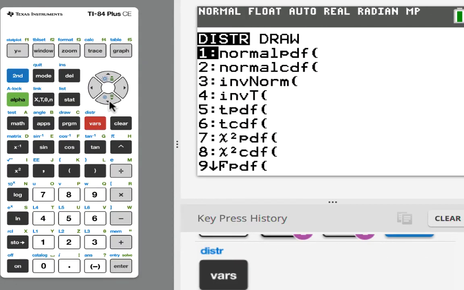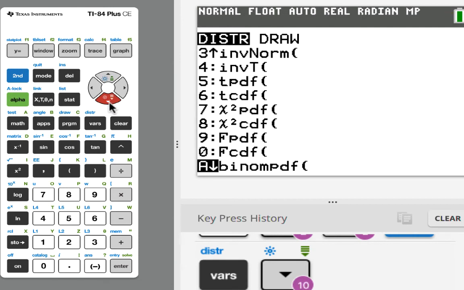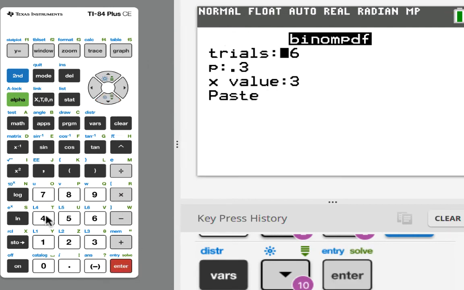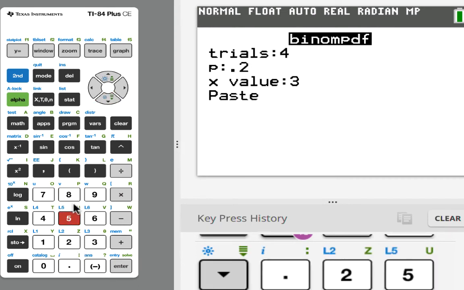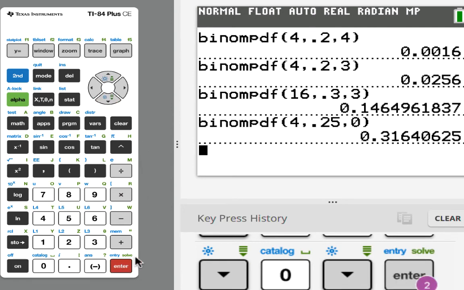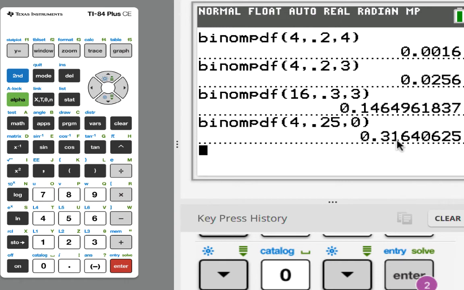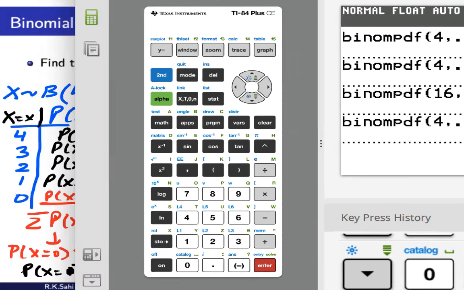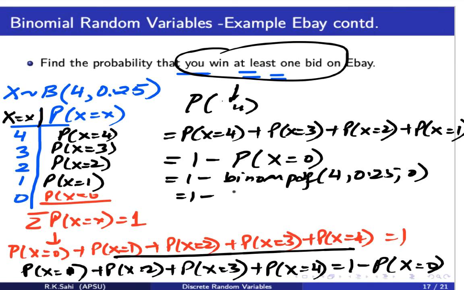Yeah, you'll have to keep on doing that again and again. Now the trials are 4, probability of success 0.25, this value is 0. Then click on paste, enter. You get 0.31640625, or 0.3164. So when you do 1 minus 0.3164, I'm just taking 4 decimal places, what do we get? 0.6836. This is the answer.